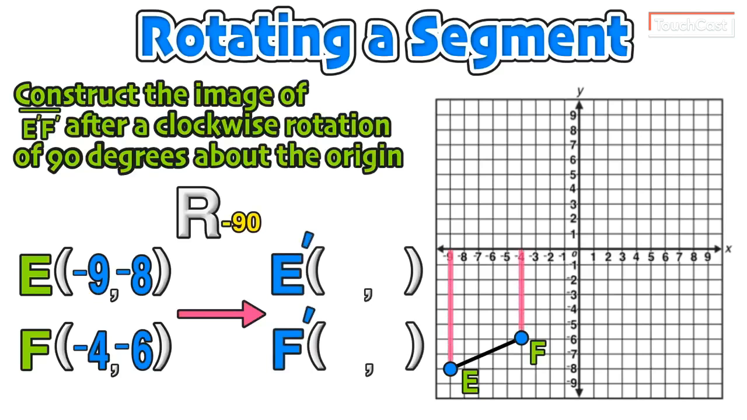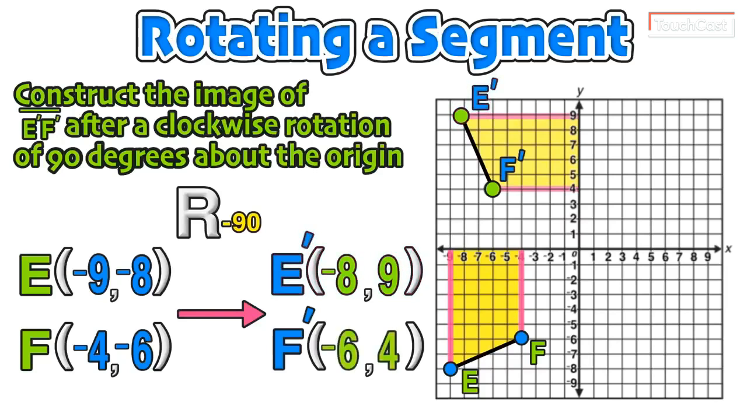So again, we just want to take the entire quadrant that EF is in and rotate it 1/4 turn clockwise. This allows us to find the location of the new line segment E prime F prime. Once we construct the segment, we can see that E prime is at negative 8, 9, and that F prime is at negative 6, 4. So basically all that we did was take that line segment EF and rotate it 1/4 turn clockwise about the origin.